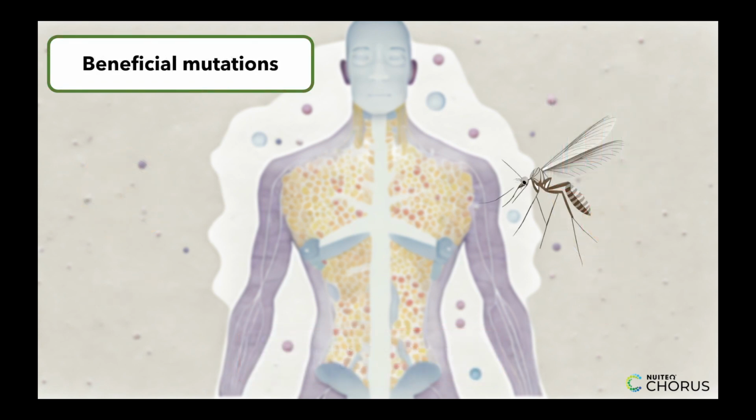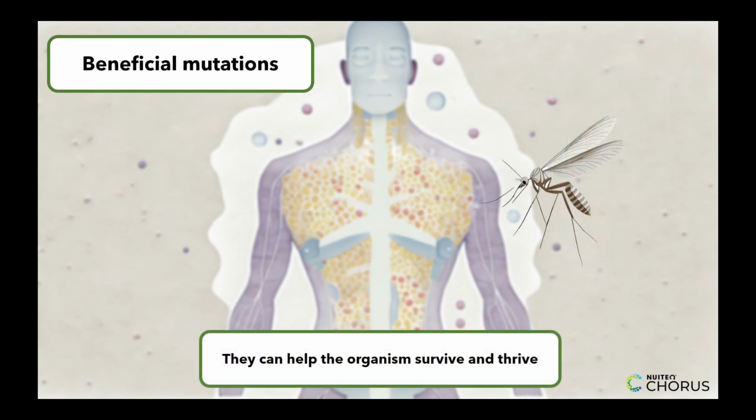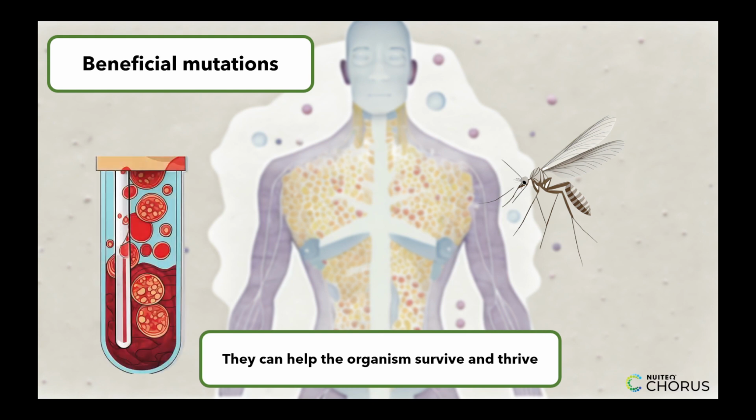Other mutations can be beneficial, meaning they can help the organism survive and thrive. For example, a mutation in a gene that controls the production of hemoglobin could help protect against malaria, a disease caused by a parasite that is carried by mosquitoes.